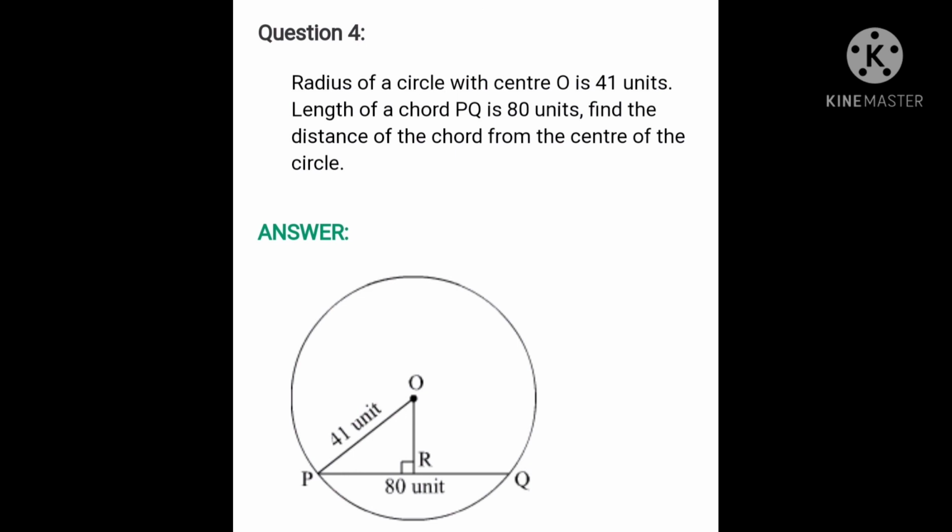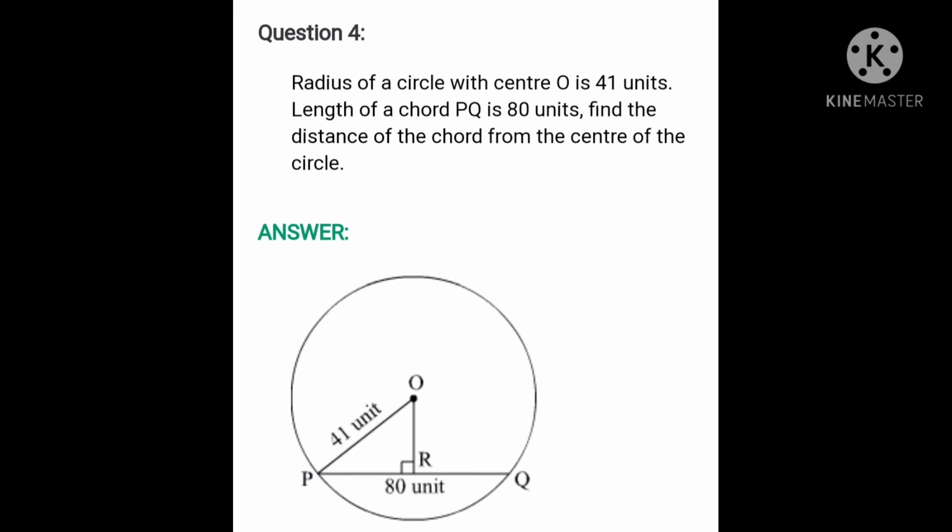Radius of a circle with center O is 41 centimeter. Here in this question, radius is 41 centimeter and the length of the chord PQ is 80 centimeter. Then find the distance of the chord from center. So as per the question, the given is the radius, that means OP is 41 centimeter. OR is what we have to find, the distance of chord from center. Chord PQ is given as 80 centimeter, so PR is half of PQ, that means 40 centimeter.